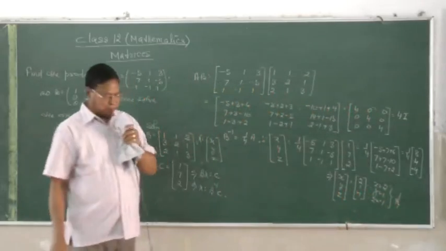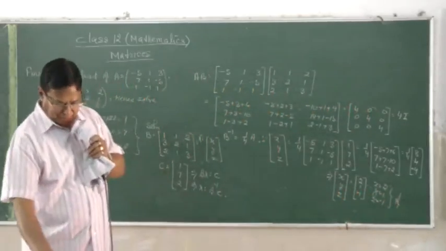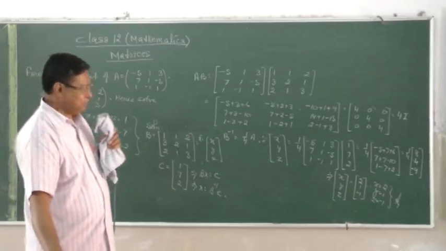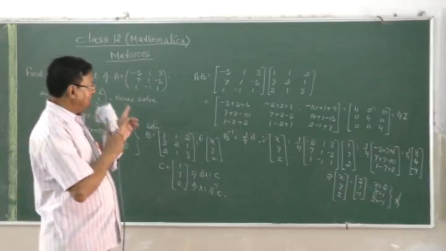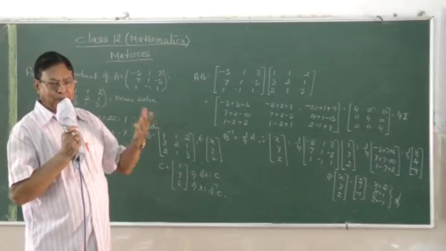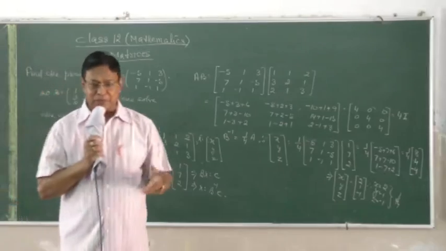So that's the answer. It's the same sum given in a different form. So multiply it, get the identity, get the value. You don't have to find the inverse separately. So that's all about this chapter.